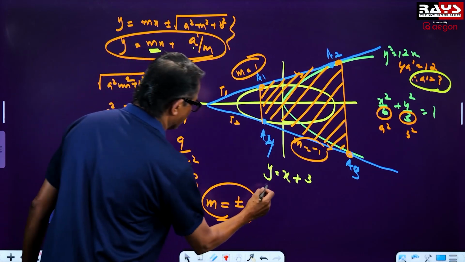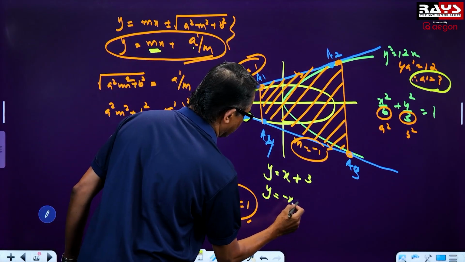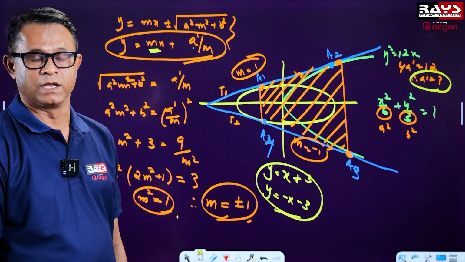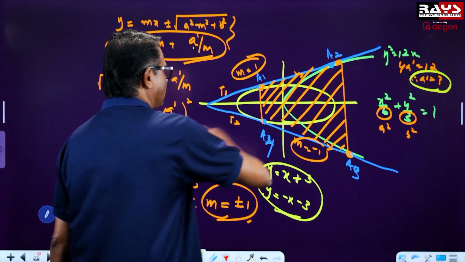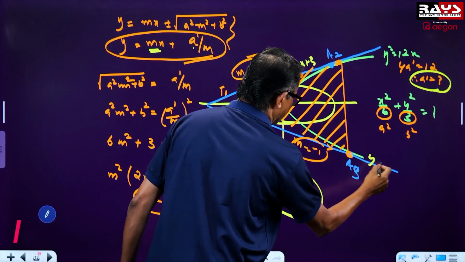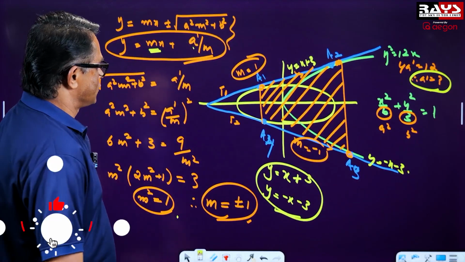And similarly, you will get the next tangent. Put m equal to minus 1 over here. Minus x minus 3. So the two tangents are y equal to x plus 3 and y equal to minus x minus 3. So this tangent is y equal to x plus 3, and this tangent is y equal to minus x minus 3.